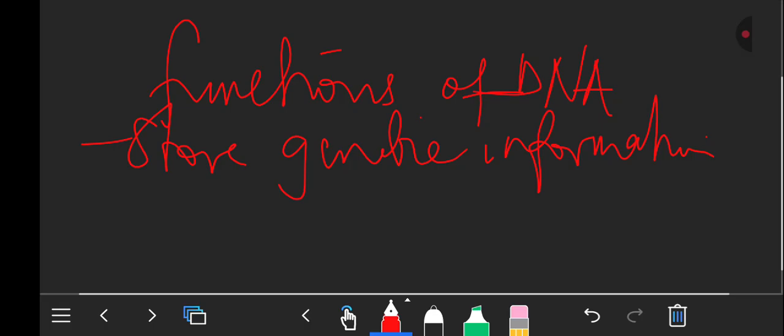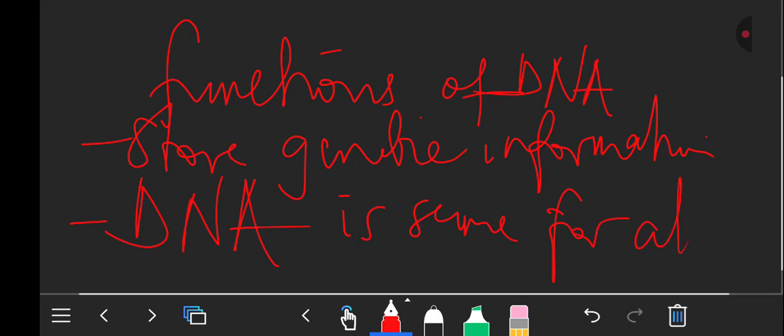And we need to understand that, let's say it is storing the information for black hair. So what is going to store that information for black hair is what we call the DNA. And we also need to understand that DNA is the same for all organisms. It is just the same. So this is very important for us to appreciate.